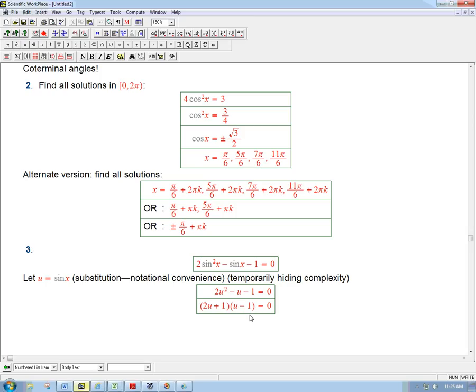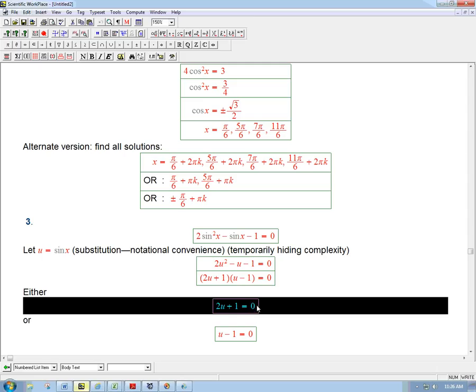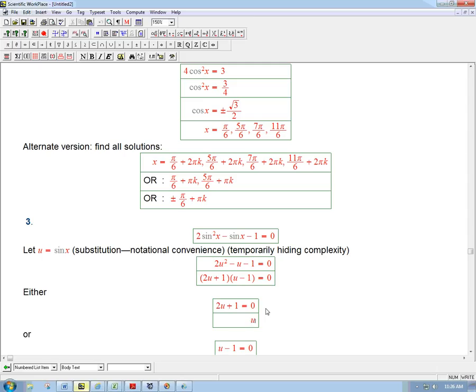Okay. Now, why does that help? So we've got either 2u plus 1 equals 0 or u minus 1 equals 0. So we've got two separate equations that only mention u once, and those are fine. So let's work on this one. This is u equals minus 1 half. And now we can put back in, oh, u was a temporary substitution for sine x.